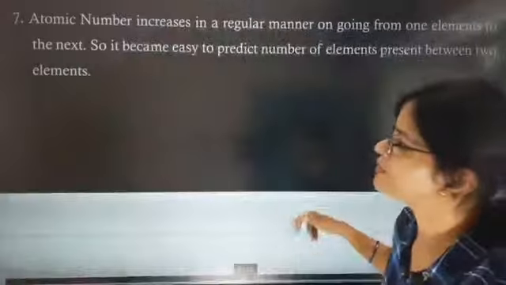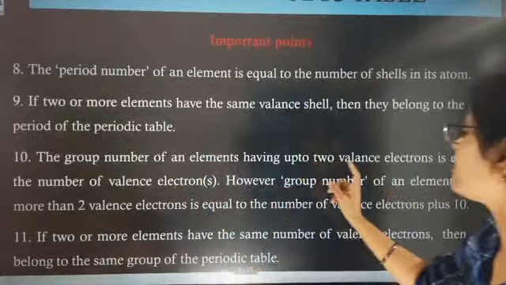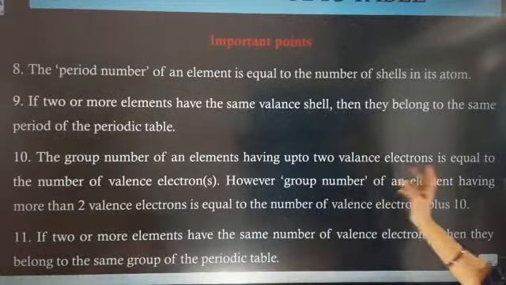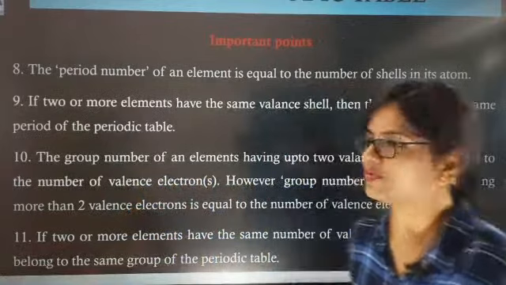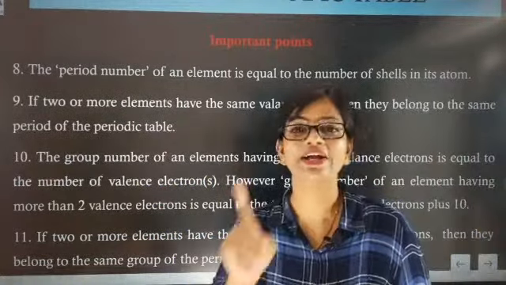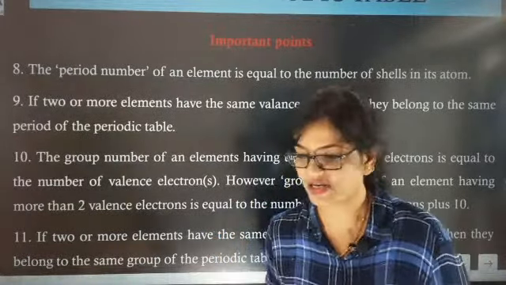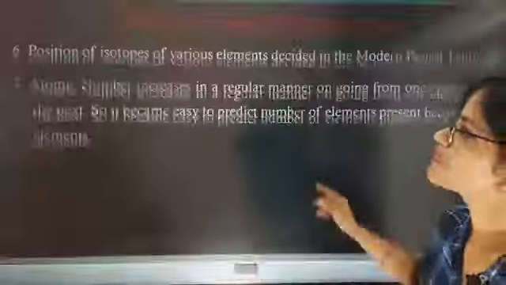The next important point I am going to discuss is that the group number of an element having up to 2 valence electrons is equal to the number of valence electrons. After that, whatever number there is, 10 will be added to it, and this applies only to representative elements.